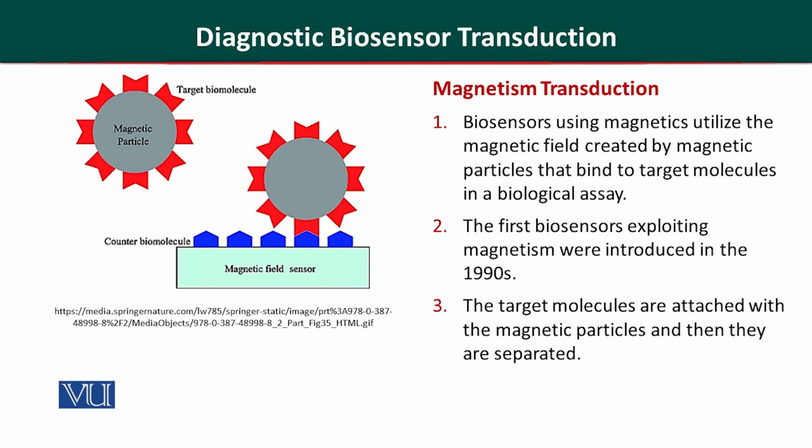You can see in this slide the target molecule is in red color. It is bound with a magnetic particle, and this magnetic particle has affinity for the receptor molecules, and then it can be detected by the transducer and the signals are generated. So the biosensor using magnetism utilizes the magnetic field.